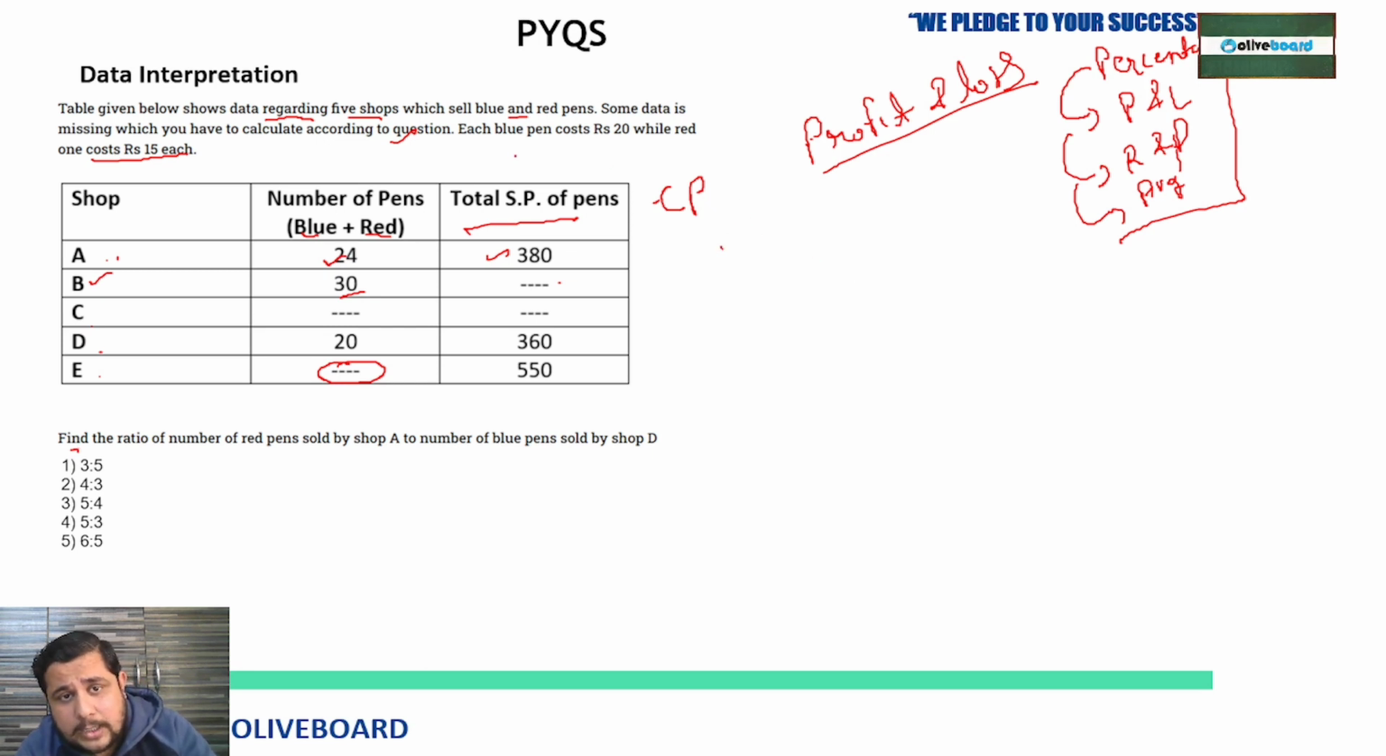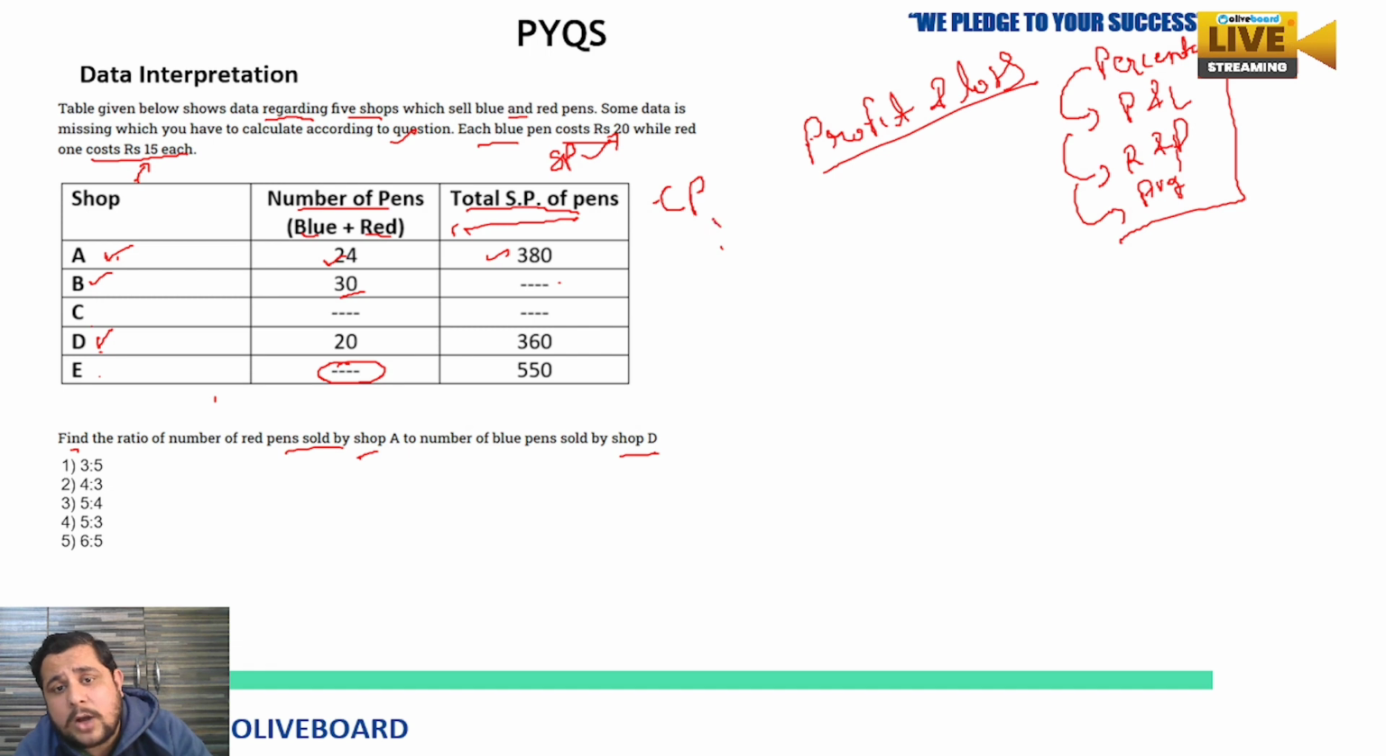Our first question based on this data: each blue pen costs 20 rupees and each red pen 15 rupees. Now find the ratio of the number of red pens sold by shop A to the number of blue pens sold by shop D. So we will talk about A and D. We have both the data for them, the number of pens and the total selling price.